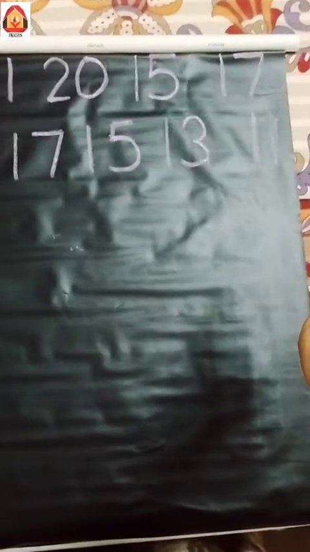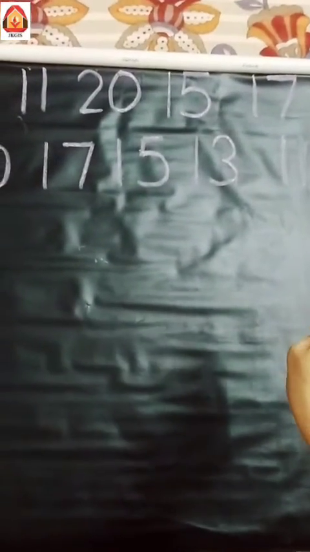Okay. So students, in this way you can arrange number big to small. Okay. तो आप इस तरह से descending order में numbers को arrange कर सकते हैं by backward counting. Okay.